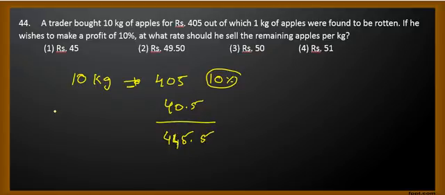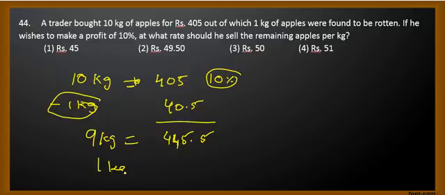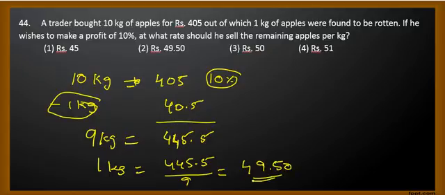But 1 kg of apple is rotten, so he can't sell this 1 kg. So how many kgs of apples are left over? 9 kg. So the selling price of 9 kg of apples should be 445.5. So 1 kg of apple should be equivalent to 445.5 by 9, which is equivalent to 49.50. So each kg has to be sold for 49.50. So the answer is option 2.